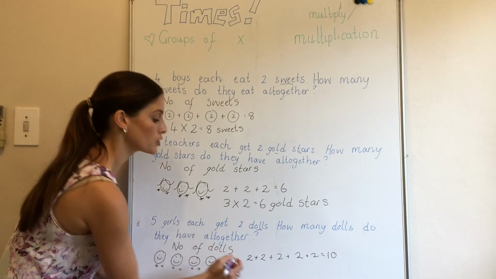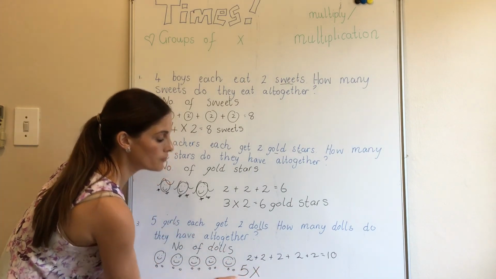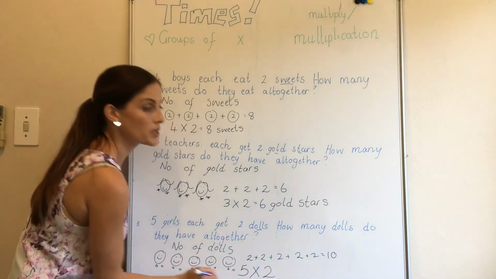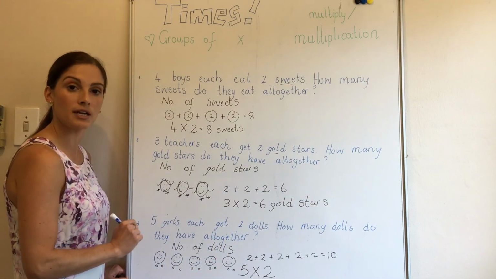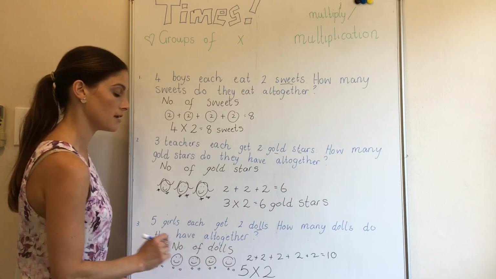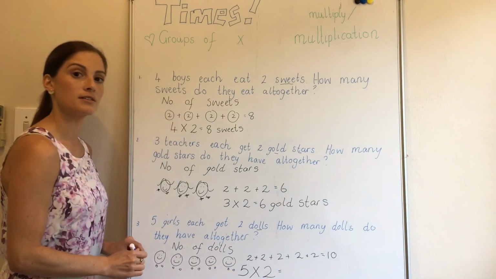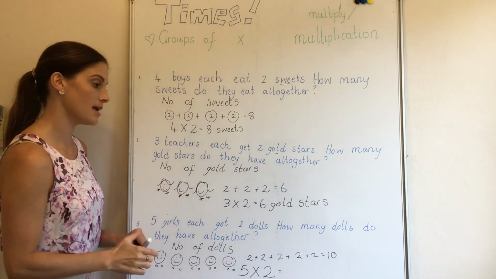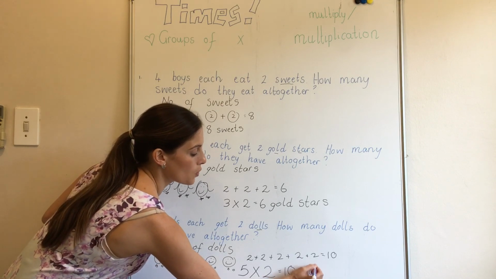So there are 5 girls. So it's 5 groups of, and because they're each getting 2 dolls, it's groups of 2. If they were each getting 5 dolls, it'd be groups of 5. If they were each getting 10 dolls, it would be groups of 10. So we're going to count in twos until we have 5 fingers. Let's go. 2, 4, 6, 8, 10. They are getting 10 dolls all together.